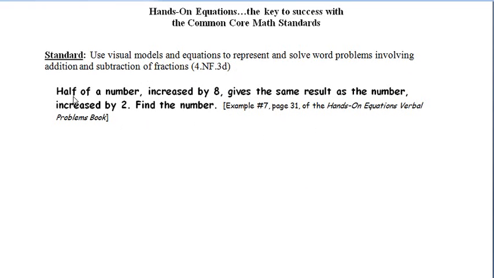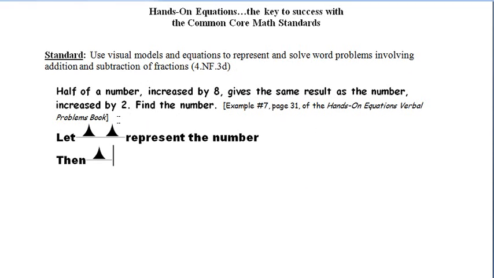The problem says, half of a number increased by 8 gives the same result as the number increased by 2. Since we need to work with half of a number, we need a way to represent the whole number that makes it easy to show half of it. So the process we will use is to say, let two markers, one marker will represent half the number.